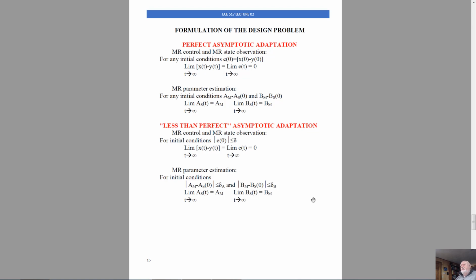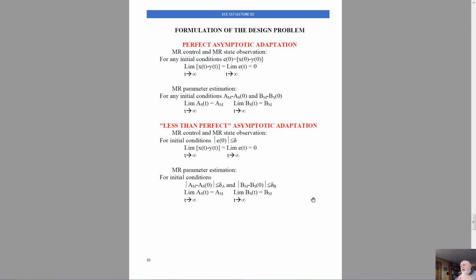Perfect asymptotic adaptation is the ideal situation. This is what we want to achieve. But since we are incapable of satisfying all these initial assumptions, we may settle on less than perfect asymptotic adaptation. In model reference control and model reference state observation, initial conditions could be within some limits, within some distance one from another. We cannot claim that initial conditions are any initial conditions, that the initial discrepancy between the state of the reference model and the state of the adjustable system could be anything.